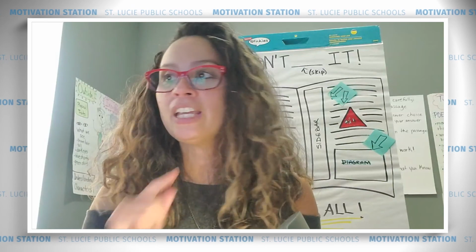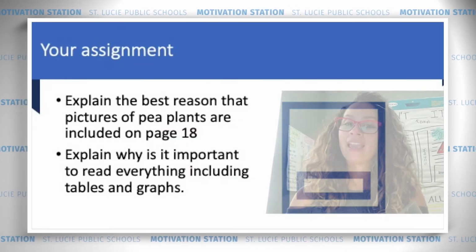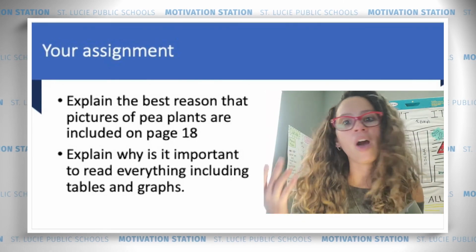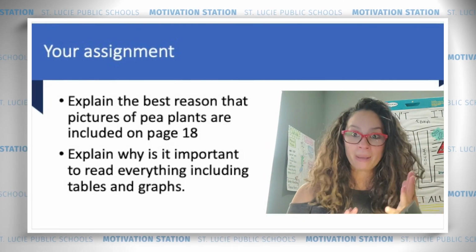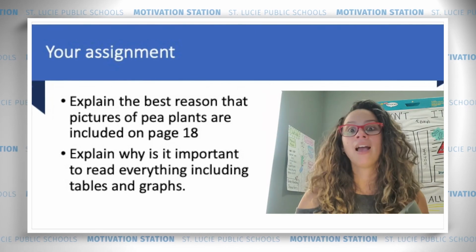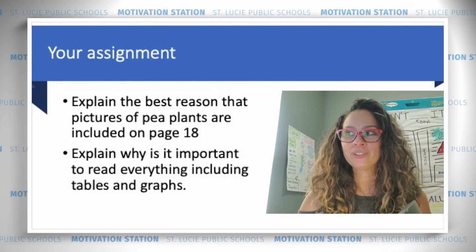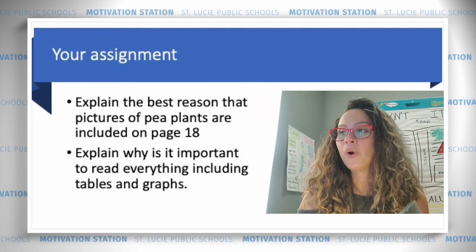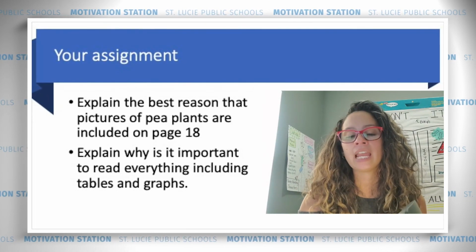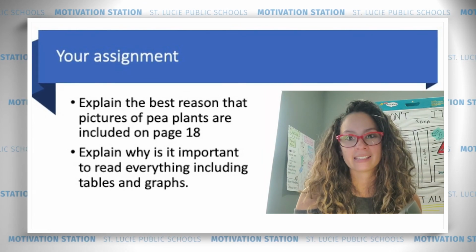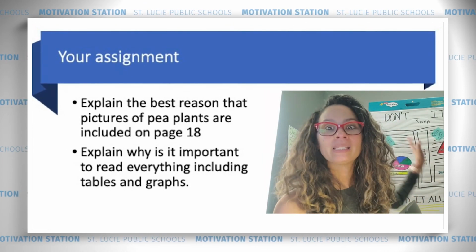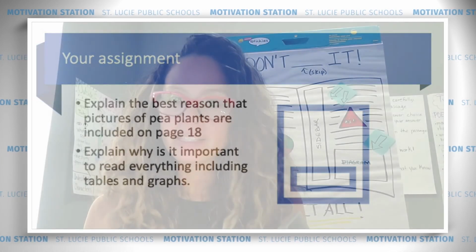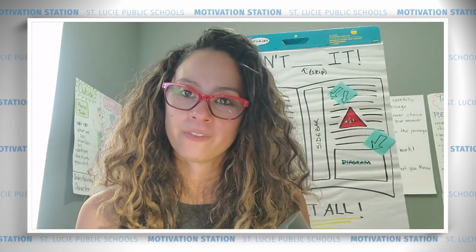Great. So here is your assignment for today, okay? And make sure that you submit this to your teacher either by calling her, or emailing, or texting her, however you communicate with her or him. Explain the best reason that the picture of pea plants are included on page 18, which we just answered, and explain why it is important to read everything, including tables and graphs in a scientific text. So make sure that you explain this to your teacher. Why is it important that we don't skip anything? How does that help us understand a scientific text?